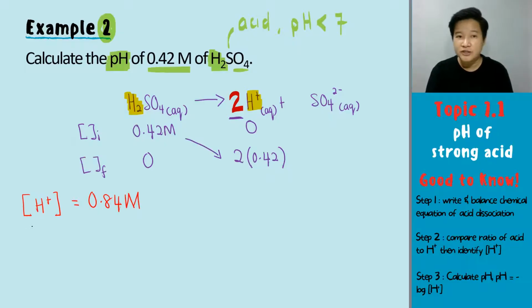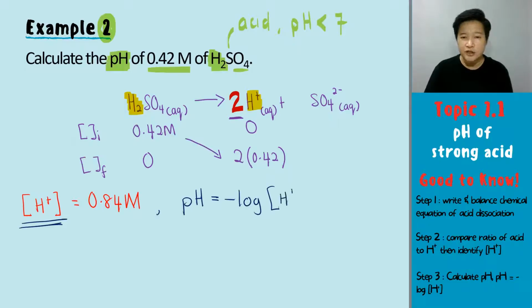Since the concentration that we have is H plus, we can calculate the pH value straight away. pH equals negative log concentration of H plus. Substitute in the value, negative log of 0.84, and pick up your calculator and press it correctly. Make sure you put in the negative log in front.